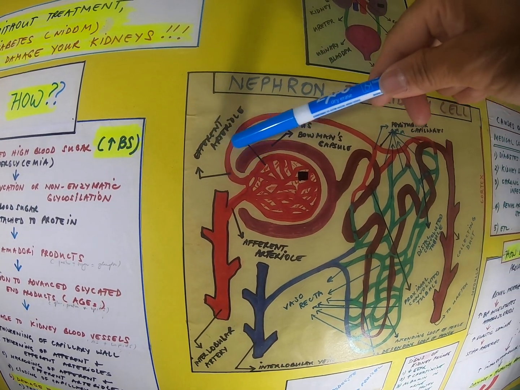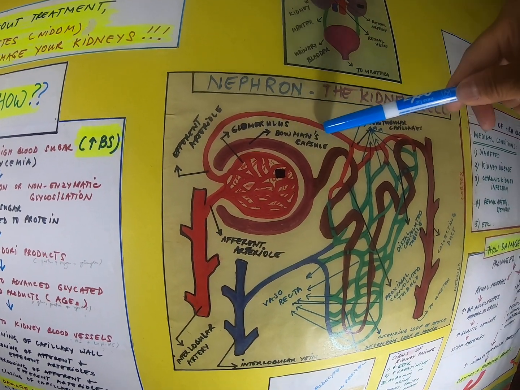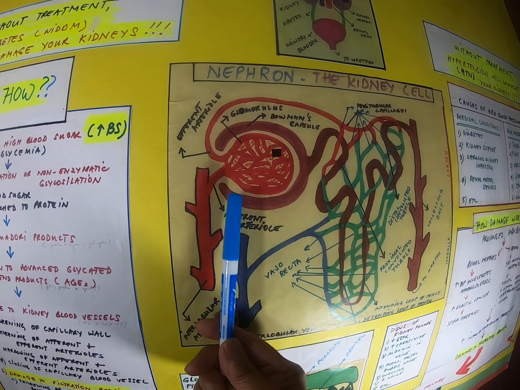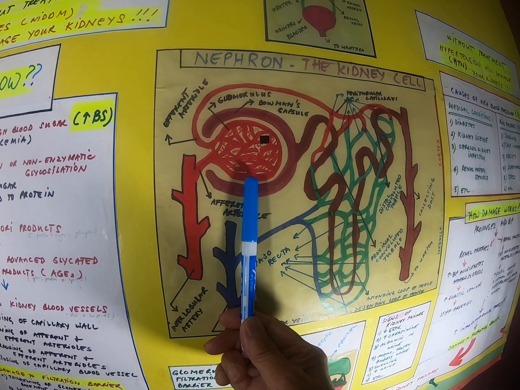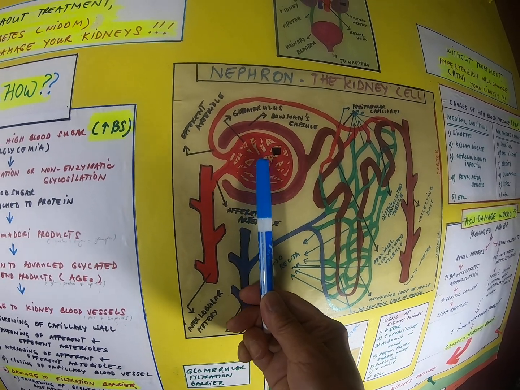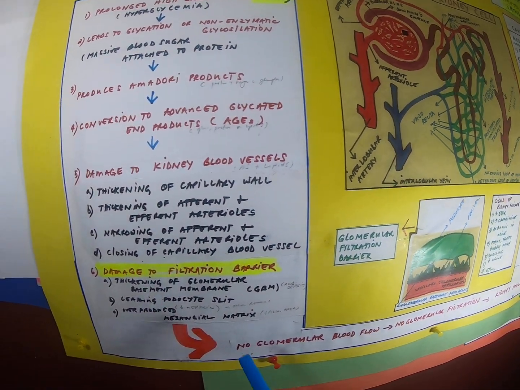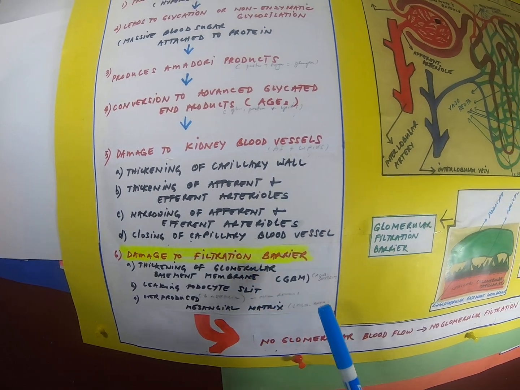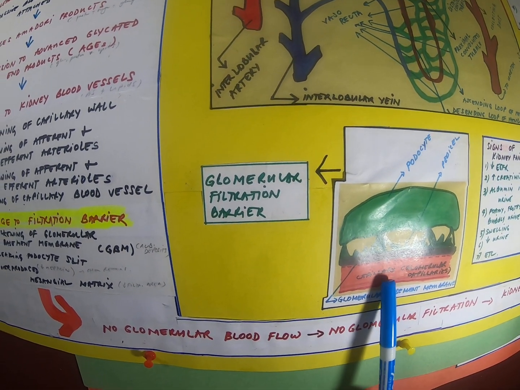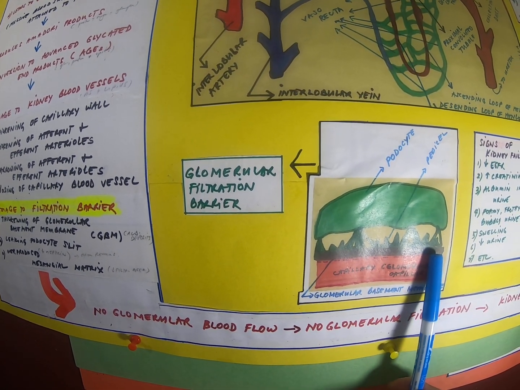There is a thickening and narrowing of the efferent arteriole. There is thickening and narrowing of the afferent arteriole, and the capillaries will clog up or close. Okay, there is damage to the filtration barrier. There is thickening of our glomerular basement membrane.